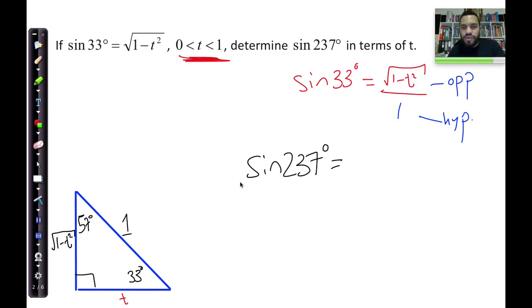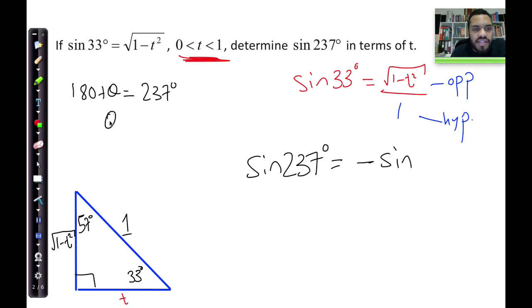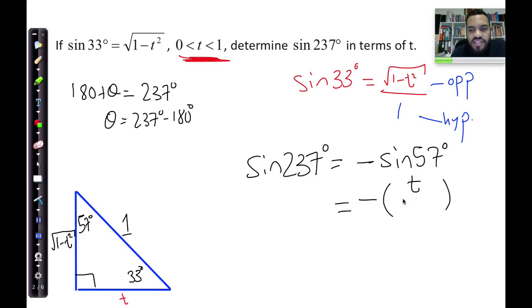237 is in the third quadrant. And in that quadrant, sine is negative. So it becomes negative sine. Then the reduction formula for the third quadrant says 180 plus theta must equal 237 degrees. So what is now the value of theta that I solve goes here. And I say that is equal to 237 minus 180 degrees. And what does that give me? 237 minus 180 is going to give me 57 degrees. Right. So negative, and what's the value of sine 57? Well, sine 57 is going to be the opposite divided by the hypotenuse. That's t over 1, and therefore my solution is just negative t.